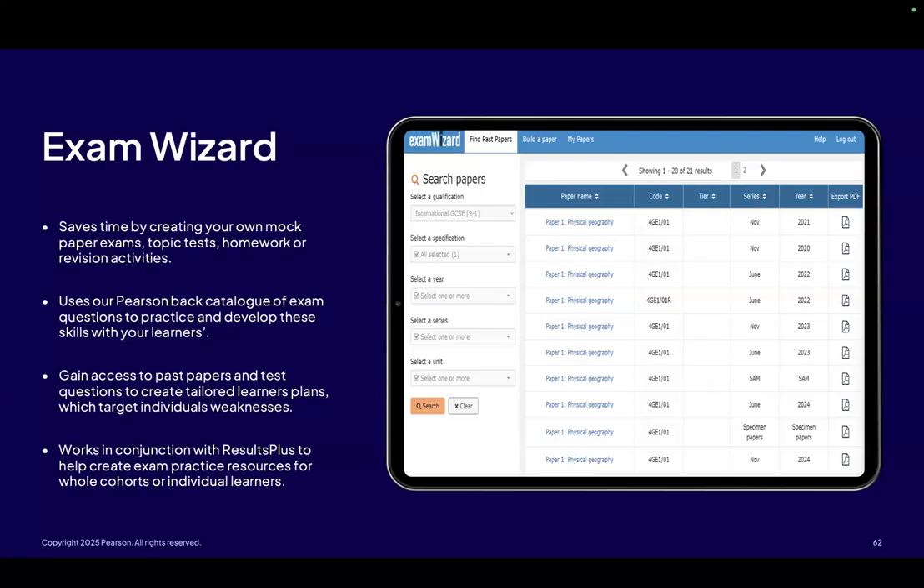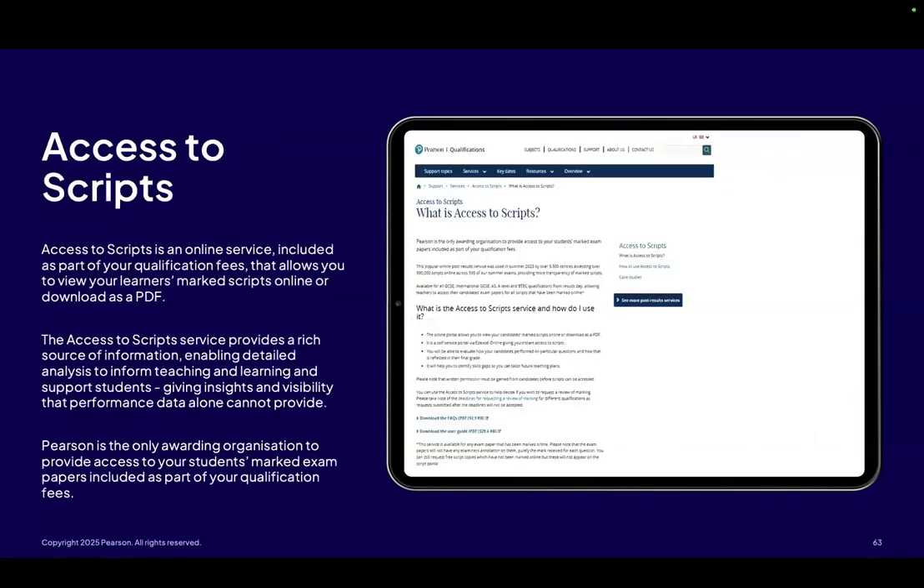Exam Wizard uses questions from past papers, so it is actually very accurate. The bank of potential questions increases with each series. So that's another thing that's always growing and developing. It produces bespoke questions that you can use in your classroom. And it works in conjunction with Results Plus, as I just mentioned on a previous slide.